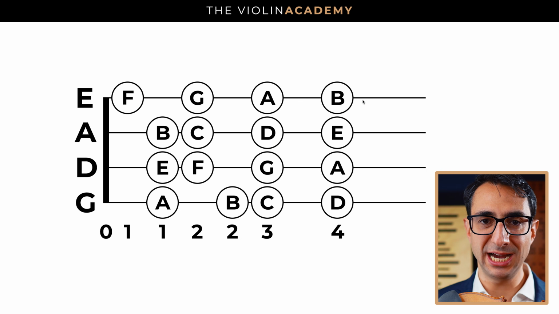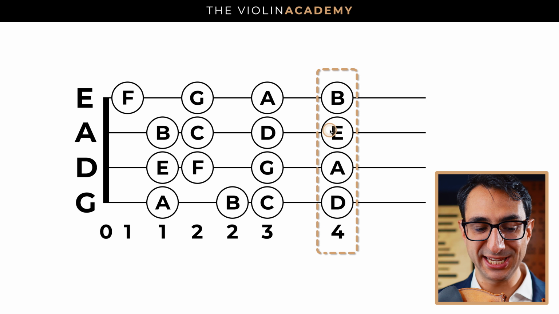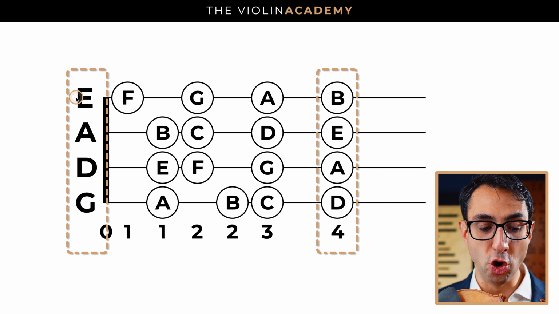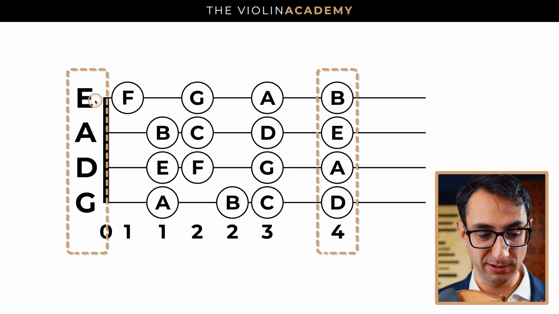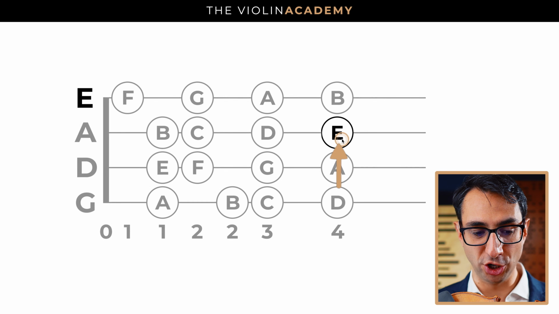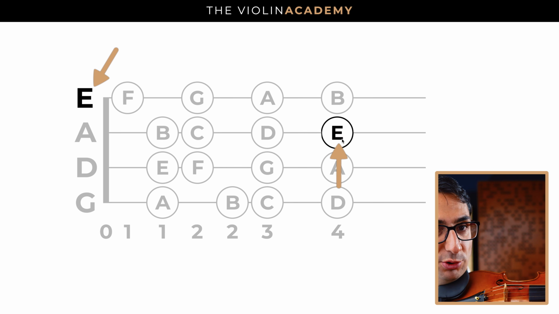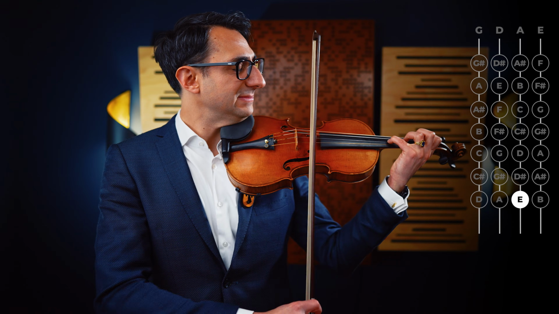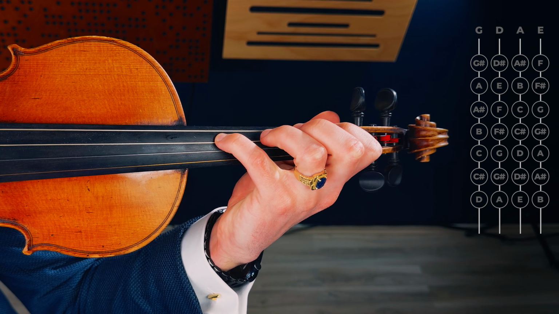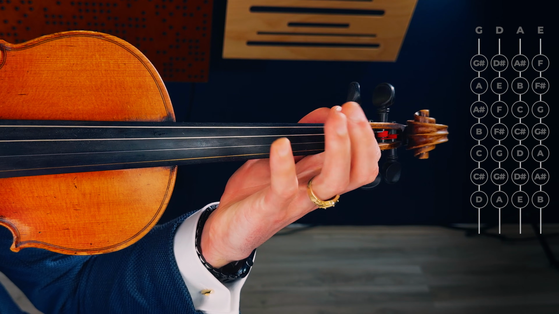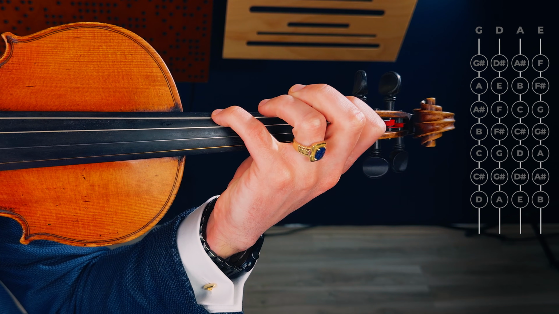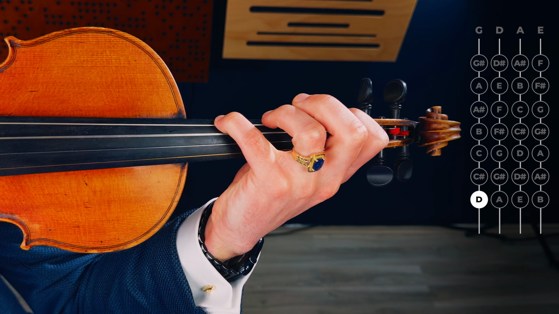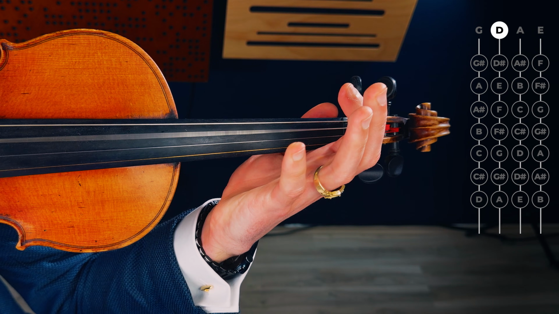And at the same time, the 4th finger plays the same note as the open string on the next string. The E with the 4th finger on the A string is the same as the open E string. The A on the D string is the same as the open A string. And the D on the G string, same as the open string.